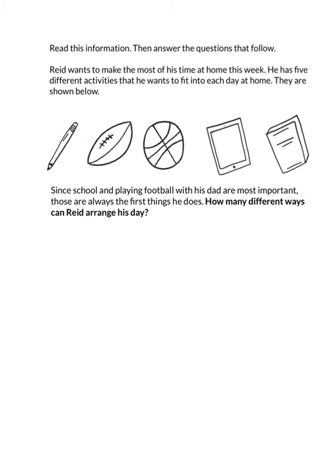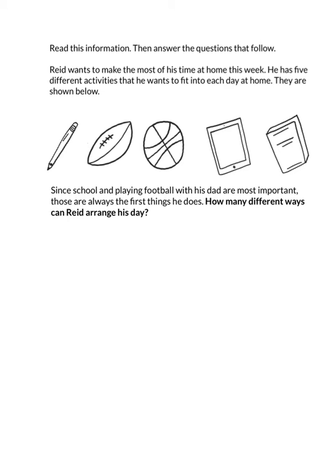All right, here is part 2 of lesson 72. So this is a little bit different than the first time because now we have some images, but it is still a word problem, and we're going to try and figure out what the most important information is to solve. So our directions say read this information, then answer the questions that follow. Reed wants to make the most of his time at home this week. He has 5 different activities that he wants to fit into each day at home. They are shown below.